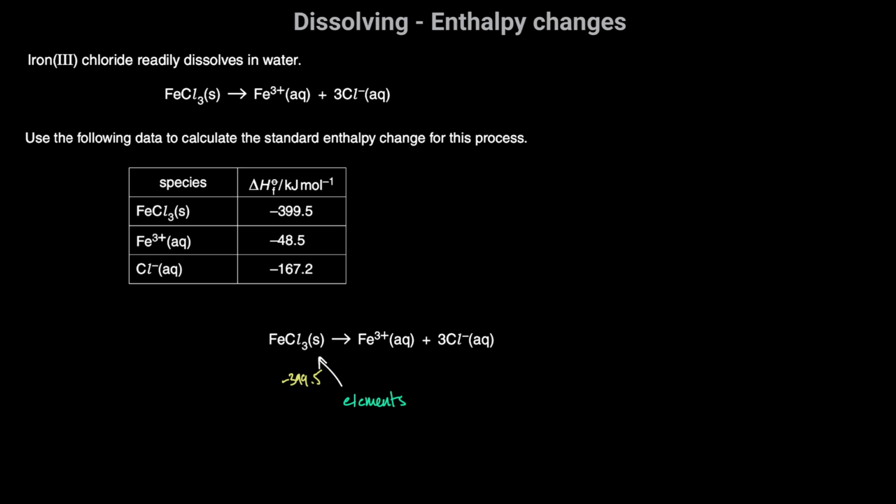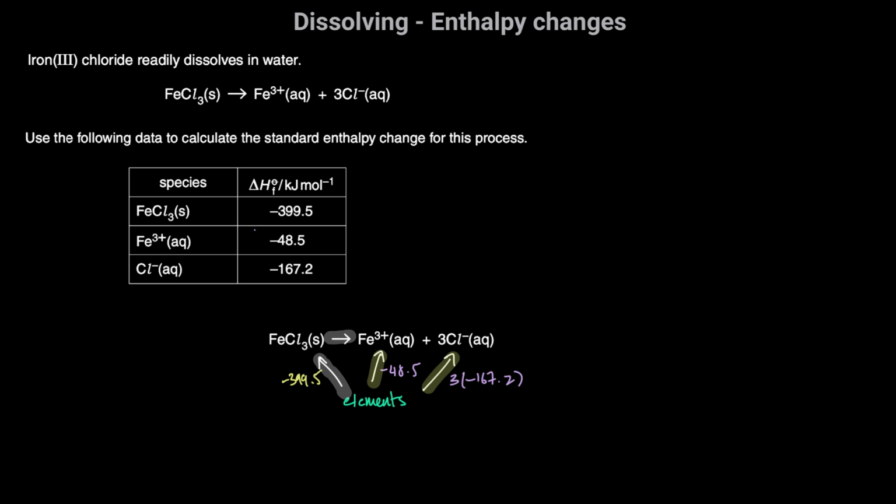The formation enthalpy of aqueous Fe3 plus ions is minus 48.5 kilojoules per mole. So this is minus 48.5 kilojoules per mole. And the formation enthalpy of chloride ions is minus 167.2. Now here we're forming 3 moles of chloride ions from its constituent elements. So that would be 3 times negative 167.2. So here we can go from elements to reactant and then dissolve the solid reactant to form the products. Or we can go directly from elements to the products over here.